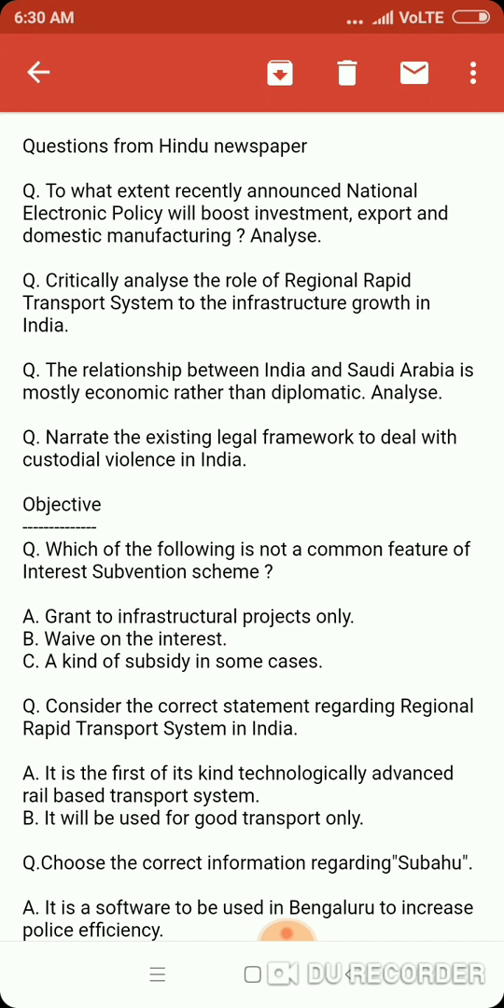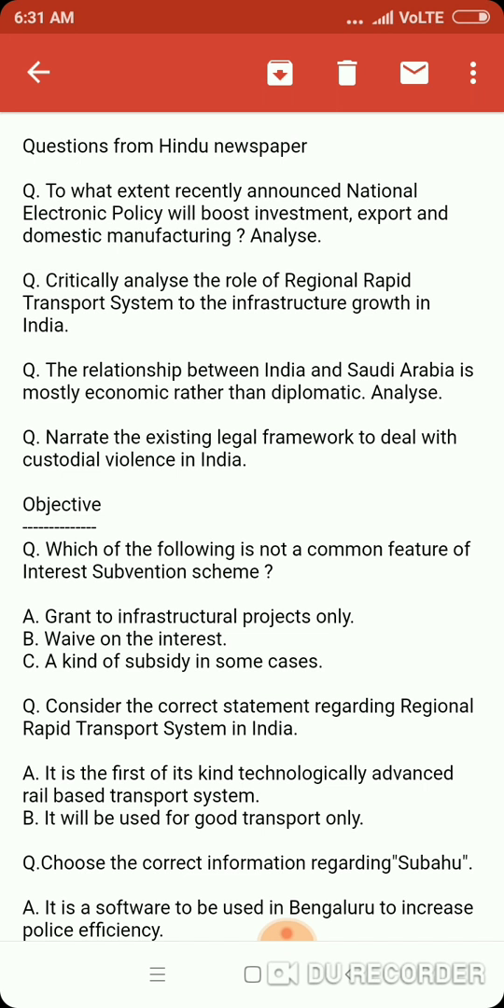First question: to what extent will the recently announced National Electronics Policy boost investment, export and domestic manufacturing? Analyze. Before answering, we must always read each word of the question very carefully. Here the keywords are investment, export and domestic manufacturing.